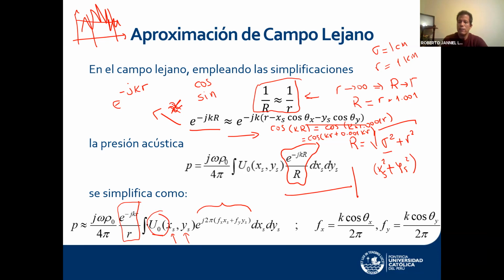if we assume, for example, that every point in the transducer is vibrating at the same speed u naught, like everybody's vibrating in unison. Then that function u naught would be a constant multiplying the shape of the transducer. So you can say that the pressure field would be proportional to the Fourier transform of the function given by the shape of the transducer.